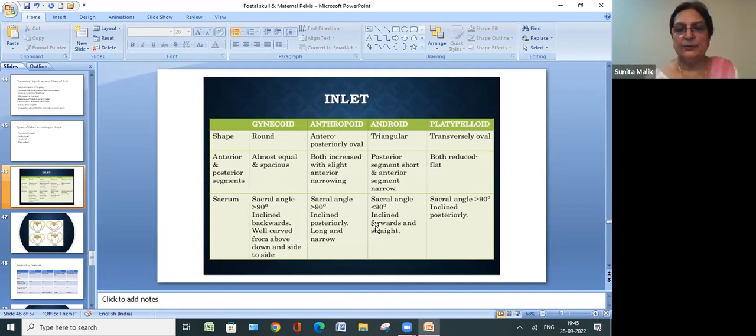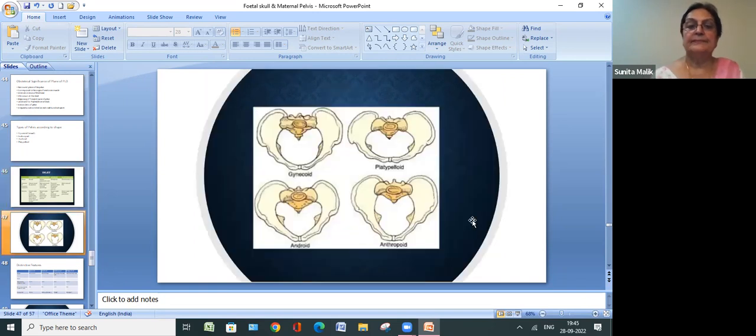The sacral angle is more than 90 degrees in gynecoid and anthropoid, but less than 90 degrees in android, and more than 90 degrees when it is inclined posteriorly in platypelloid. So this is the shape of the inlet: gynecoid round, platypelloid transversely oval, anthropoid AP oval, and android triangular or heart shaped.